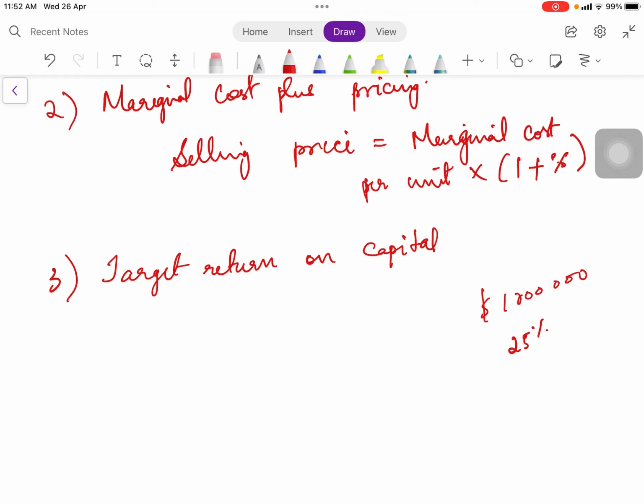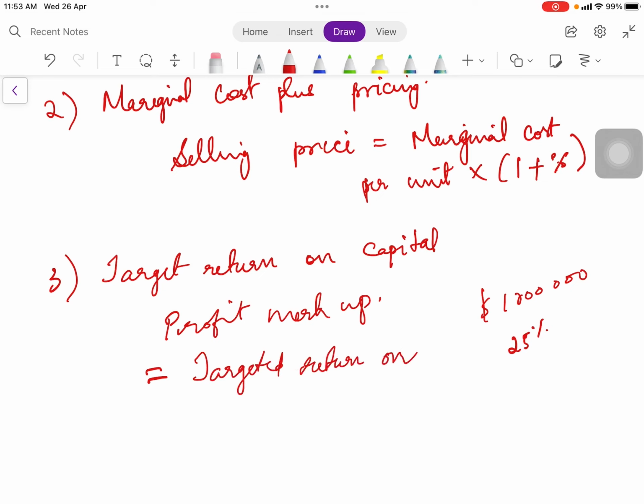This is the targeted return on investment in the product or budgeted level of production. So, whatever the company has invested in the level of production, the company expects a certain percentage in return. Here, the profit markup is equal to the targeted return on investment in the product or budgeted level of production.